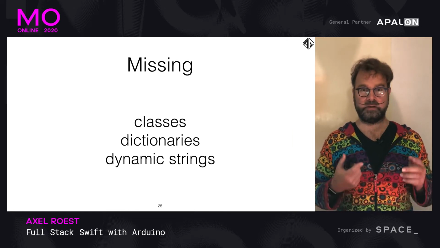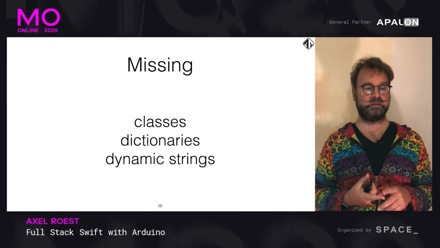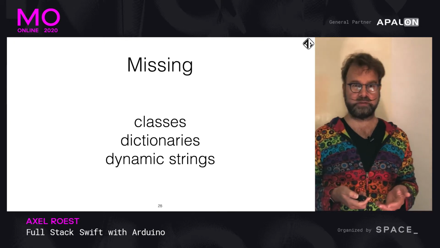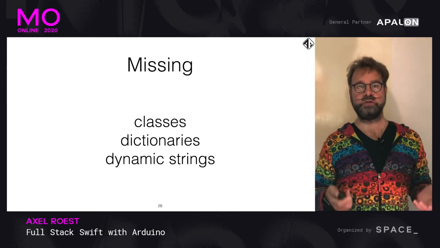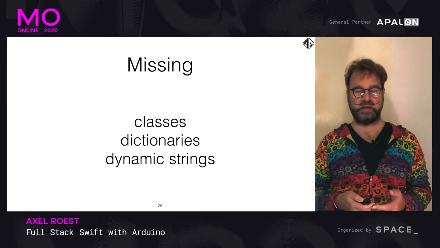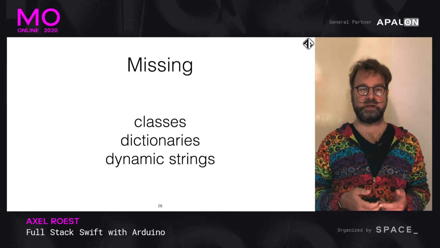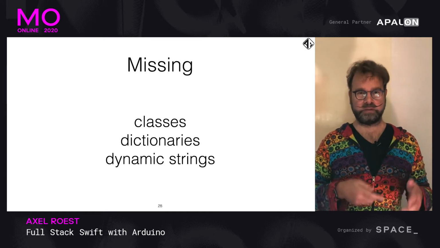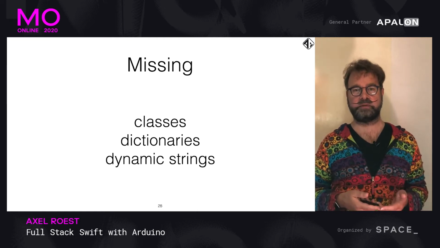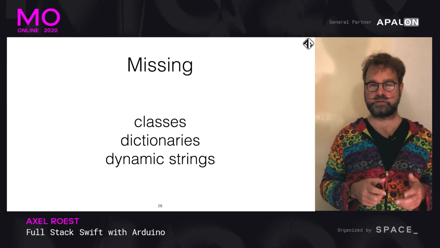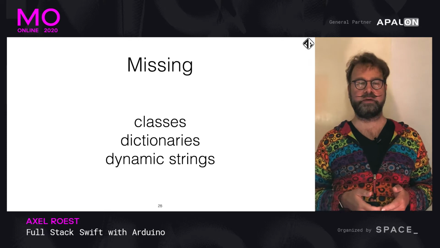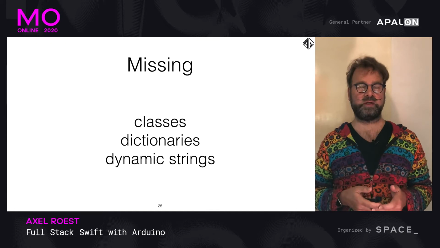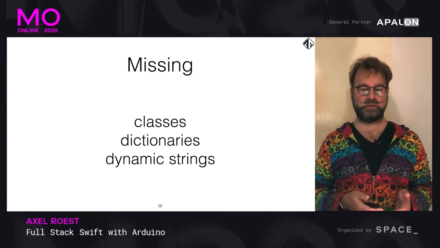What is missing? Classes, dictionaries, and dynamic strings. And these have mostly to do with memory constraints. Remember, your iPhone has a huge amount of memory compared to 2 kilobytes. And especially classes and dictionaries also depend on the runtime, which does things in a multi-threaded environment. And this processor does not support multi-threading, at least not in the way that we're used to. Also, dynamic strings, especially UTF-8, take up a huge amount of RAM, and we don't have that.